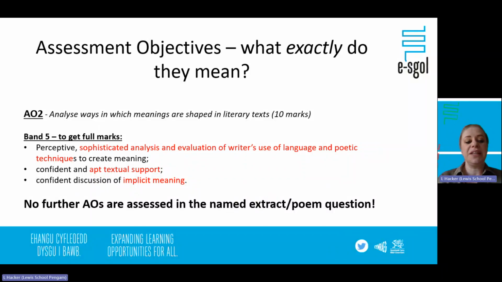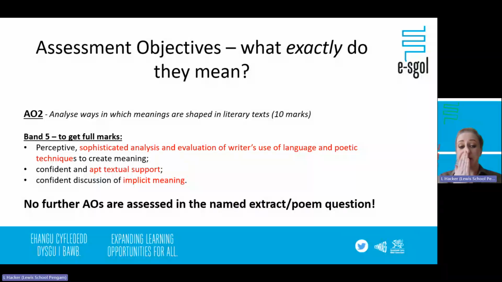Then in Band 5 of Assessment Objective 2, we also need confident discussion of implicit meaning, hidden meaning. You need to be able to discuss that with confidence. Now, usually this would be an Assessment Objective 5 sort of skill. However, in this particular question where you're only marked on AO1 and AO2, your ability to acknowledge that language and lines of the poem or extract can be interpreted in more than one meaning is tapped into Assessment Objective 2.